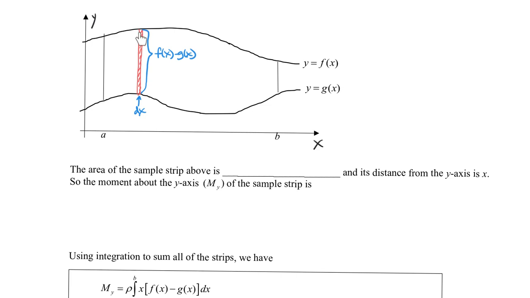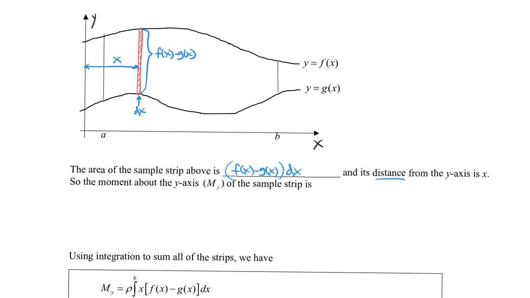Okay, so if we think of this as a rectangular piece, and of course this is a conceptual idea, we can see it's not an exact rectangle, but as we take limits, we can consider it to act like a rectangle. So this distance here would just be f of x minus g of x, right? This function minus this function, we'll call this dx. And so the area of the sample strip above is f of x minus g of x times dx, just length times width, rectangle formula. And its distance from the y-axis is x. To get that distance from the y-axis, that would just be this distance x.